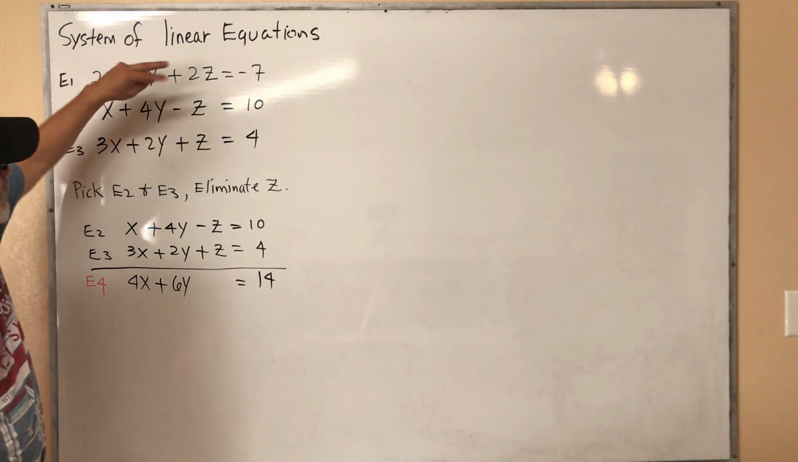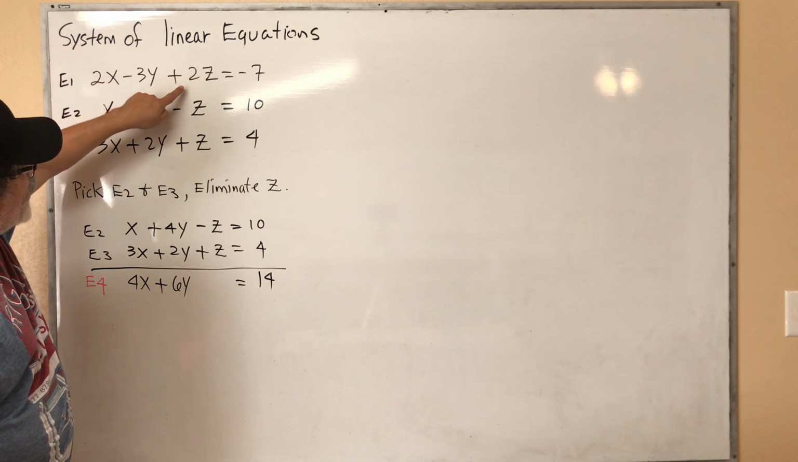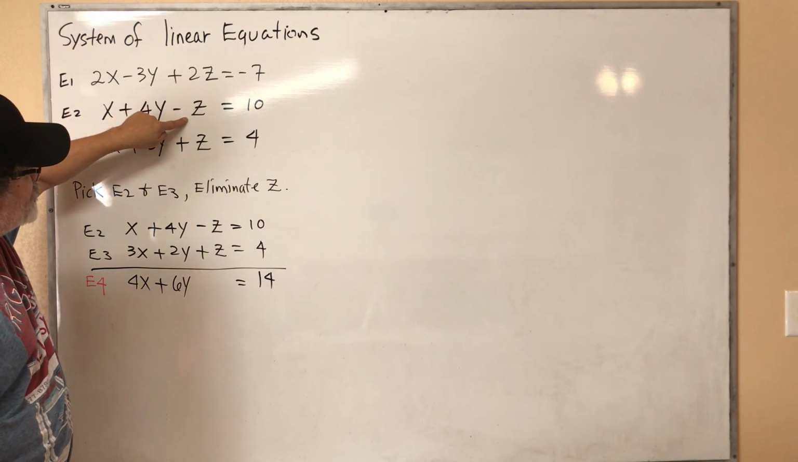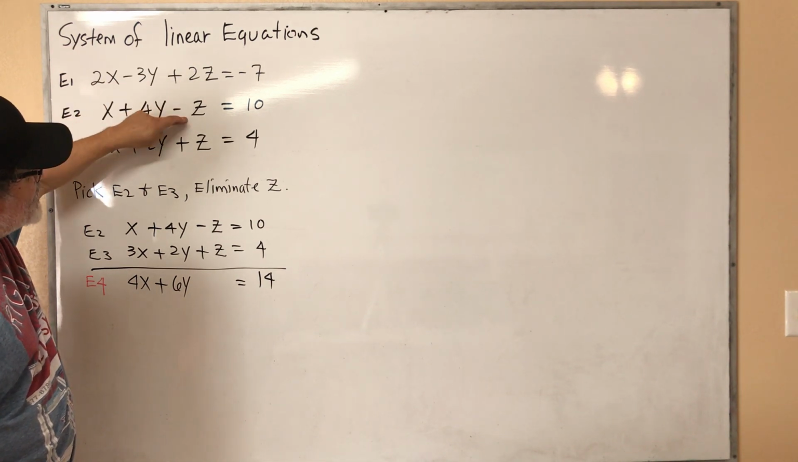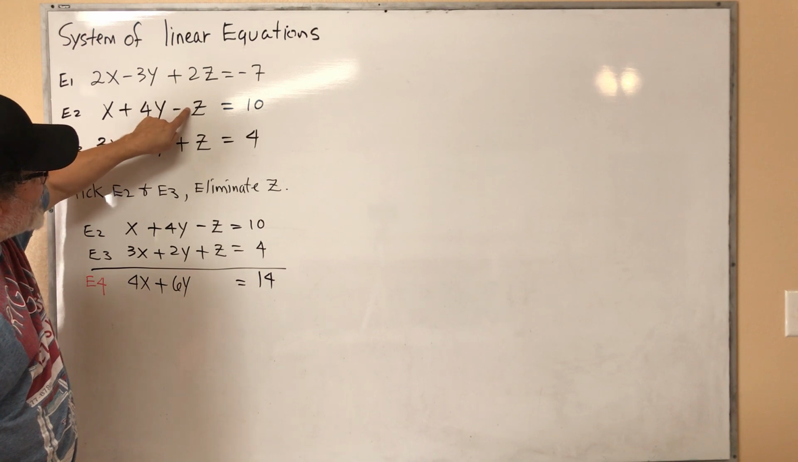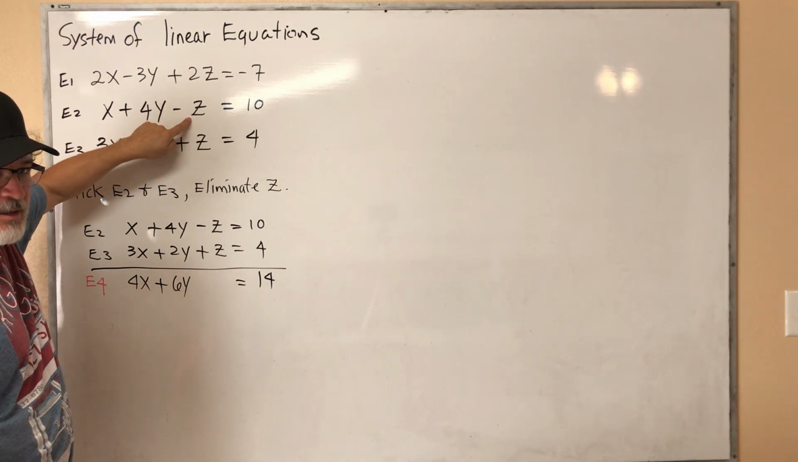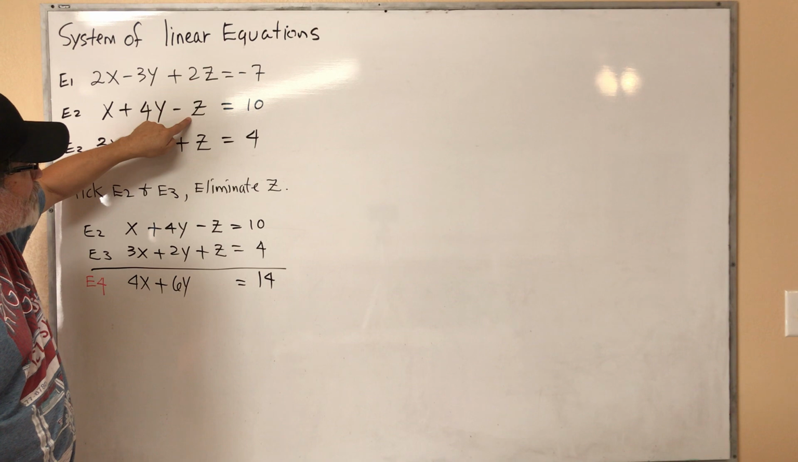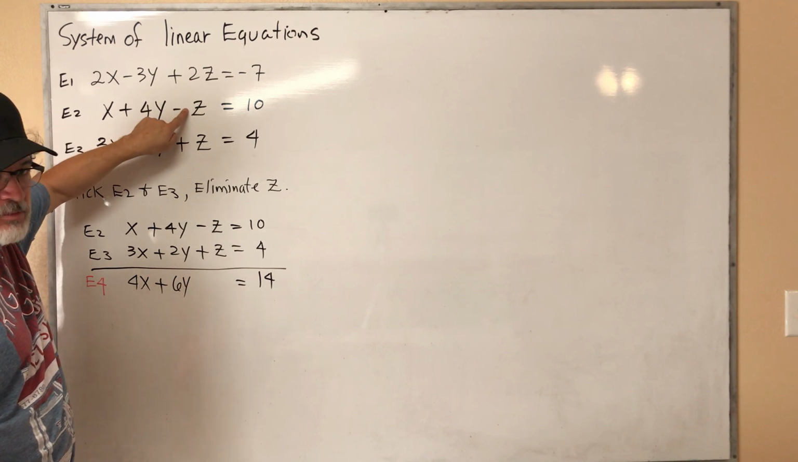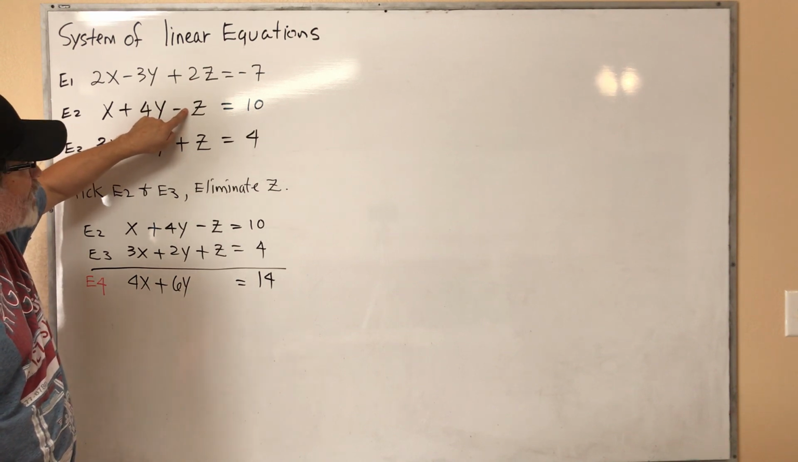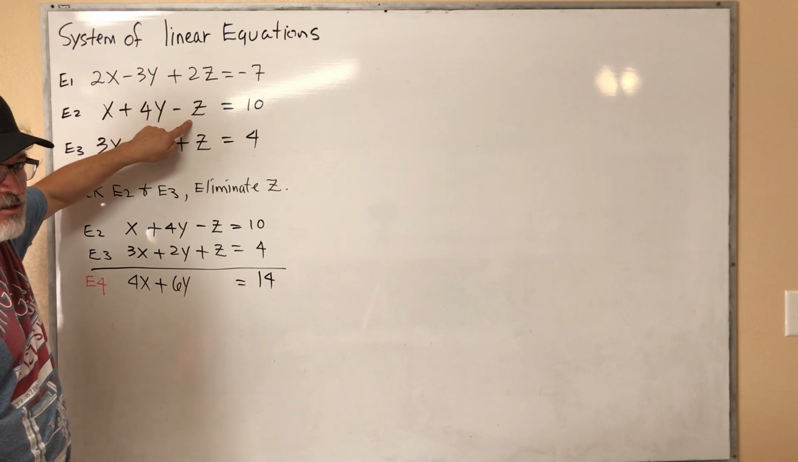So I look at this, I see equation 1 and equation 2. These are almost opposite, except this needs to be negative 2z. Not a problem. I'm going to multiply this by 2, so that 2 times negative z is negative 2z.